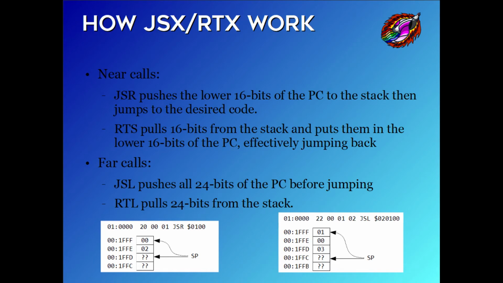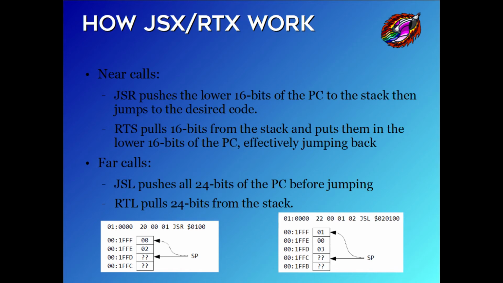JSL, on the other hand, pushes a full 24 bits of the program counter onto the stack. You can see an example here on the right. That's got a JSL at location 010000 calling out to a subroutine at 020100. You can see that in this case, the full program counter value of 010003 was pushed to the stack. Again, that's pushing the address of the last byte of the JSL instruction. And since JSL can call out to any address in memory, JSL takes 4 bytes, 1 opcode, and then 3 for the operand.